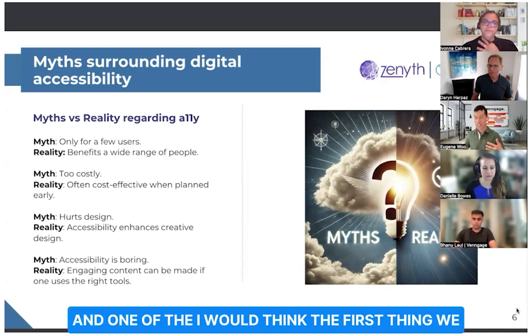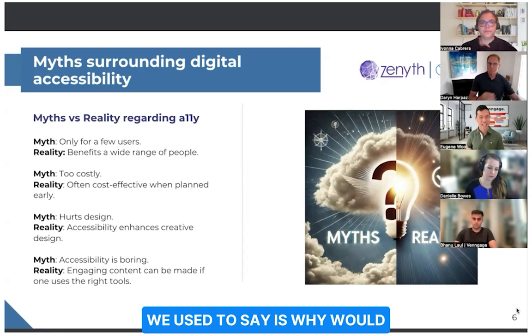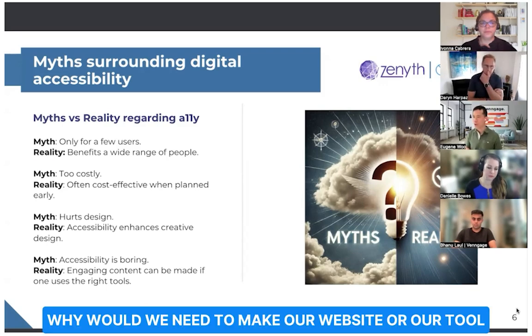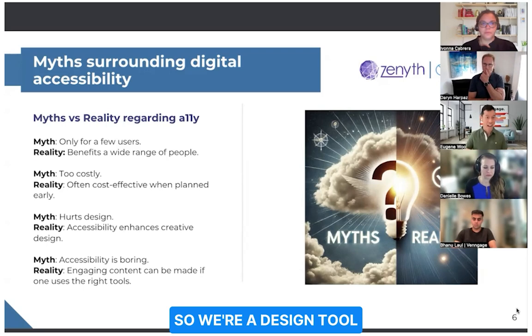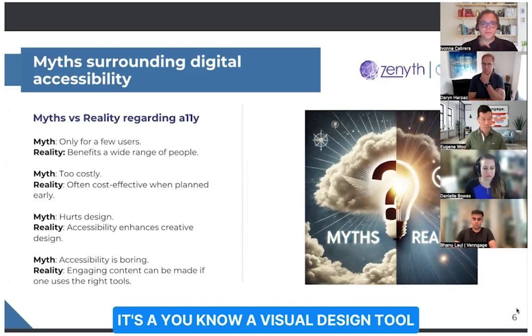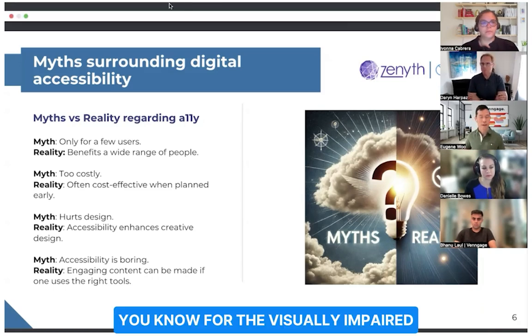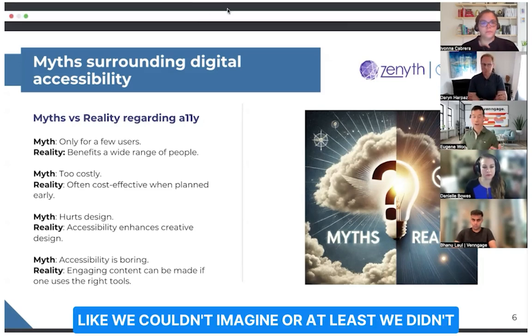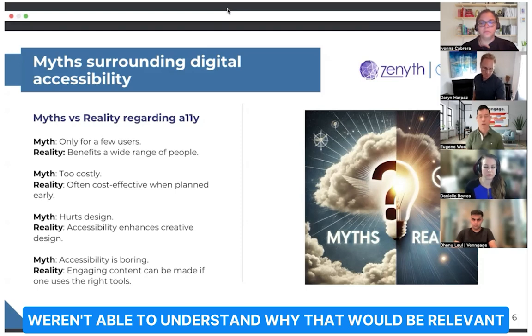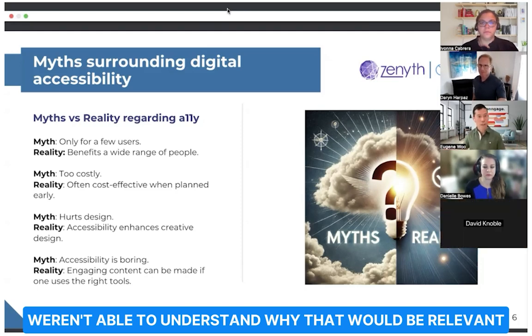And I think the first thing we used to say is, why would we need to make our website or our tool, so we're a design tool, a visual design tool, why would we need to make our website accessible for the visually impaired? Like, we couldn't imagine, or at least weren't able to understand, why that would be relevant, right?